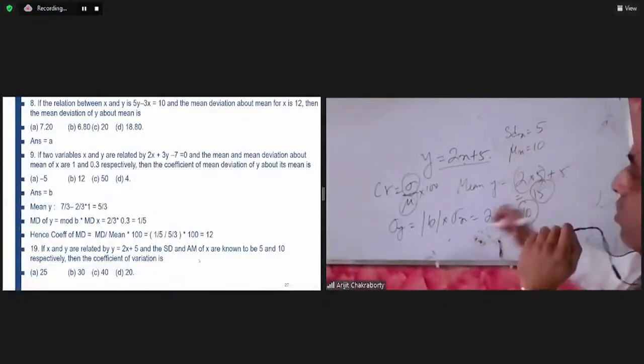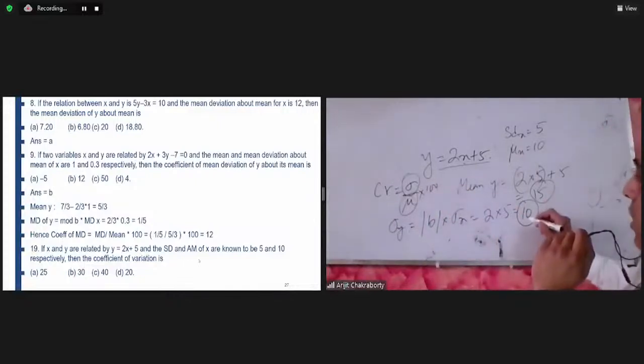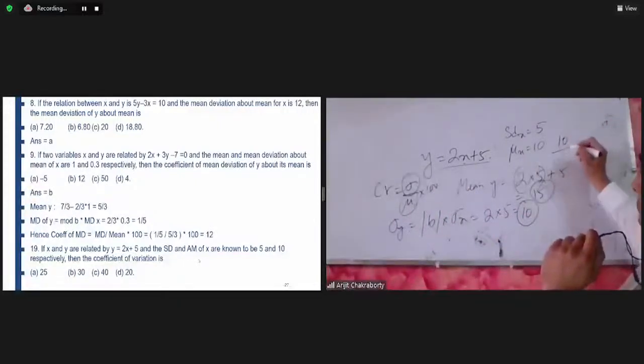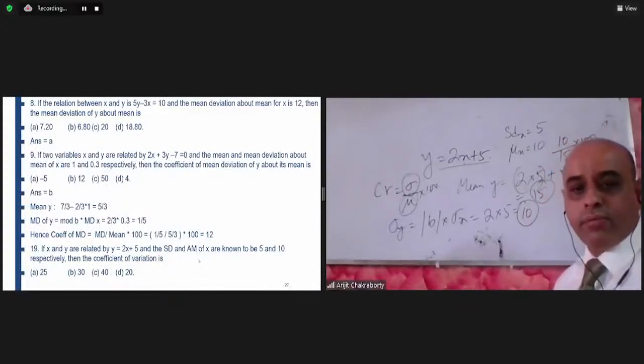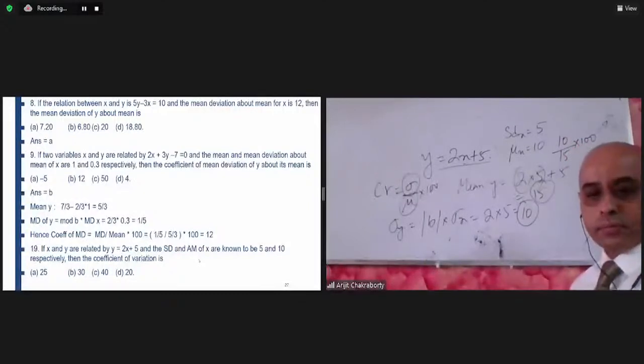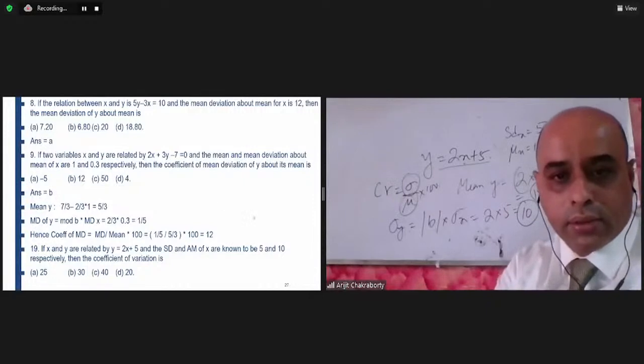So we can write coefficient of variation is sigma by mean into 100. Sigma is 10, so 10 by 15 into 100. Okay, now let us go into the next one.